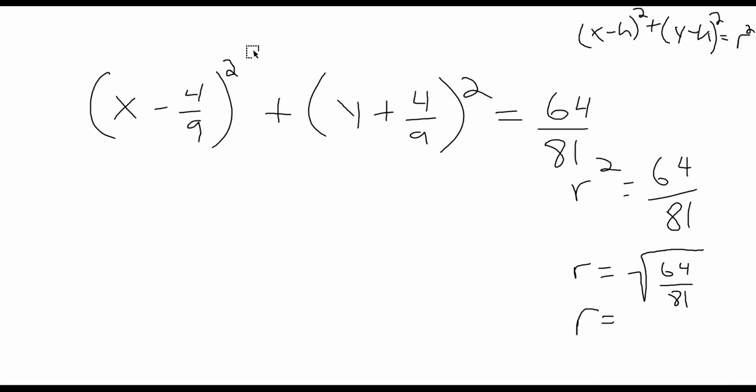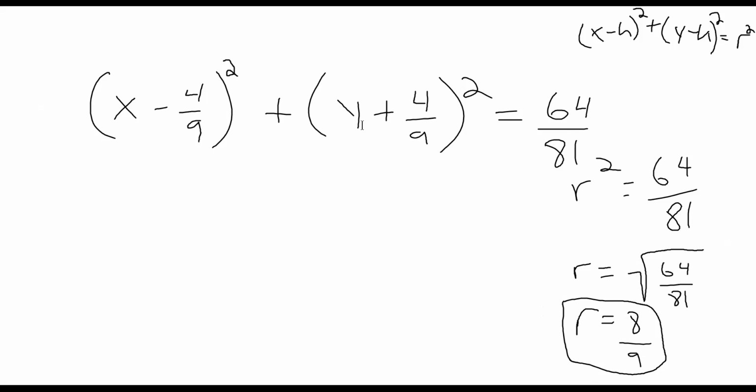The radius is just 8 over 9. So we have a circle with a radius of 8 over 9. Now you might say, don't we have to do the plus or minus thing? And normally I'd say yes, except this is clearly meant to be the radius of a circle, and a radius shouldn't be negative. That doesn't make sense. So we can ignore the negative part of that at this point.